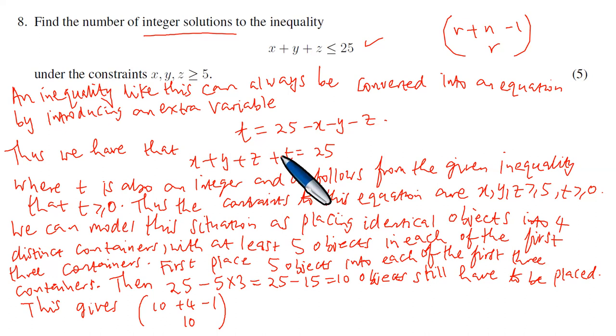Now we continue and say 10 plus 4 is 14 minus 1, 13, choose 10. We're done. How many integer solutions are there? There are 13 choose 10. So this is what we do. We look at this very carefully, because this is how we solve a problem like this. These problems are examinable, and they are worth a lot of marks. The next one is even worth more marks because it has a bit more restrictions.